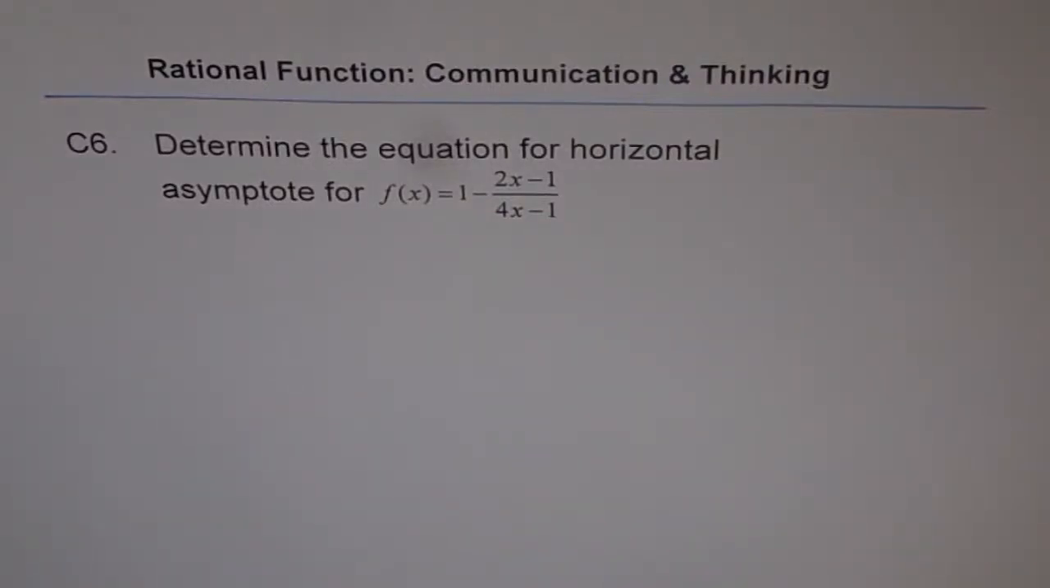Rational function, communication and thinking problem. C6. Determine the equation for the horizontal asymptote for f(x) = 1 - (2x - 1)/(4x - 1).